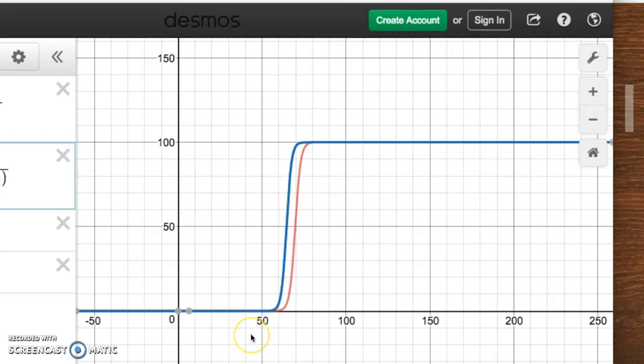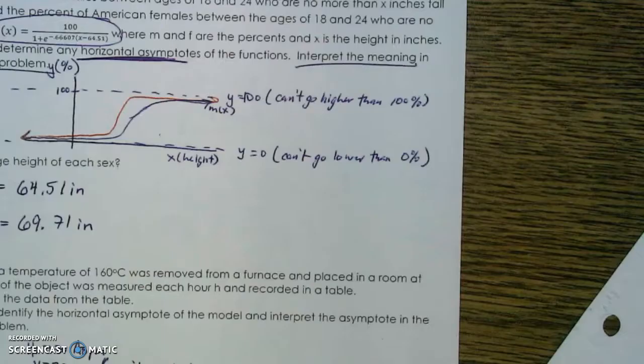Why would it be 100 and 0? What does that mean in the context of this problem? What I would say is the 100 is because we're talking about what percent of Americans. So we're talking about percentage here. You can't have over 100%, and that is why it is curving up towards 100. And you can't have lower than 0%, which is why it's curving down towards 0%. So really, the asymptotes are referring to the percentage.